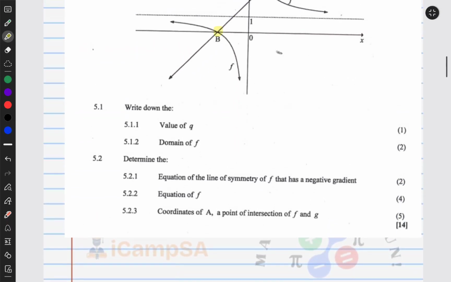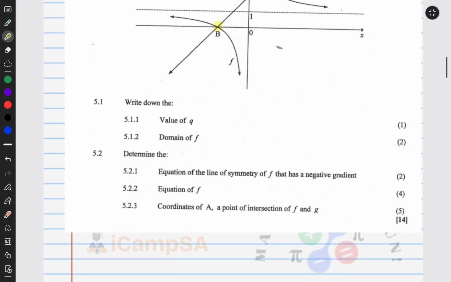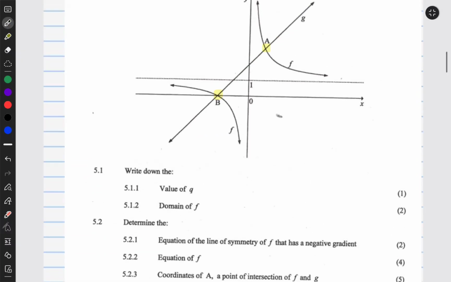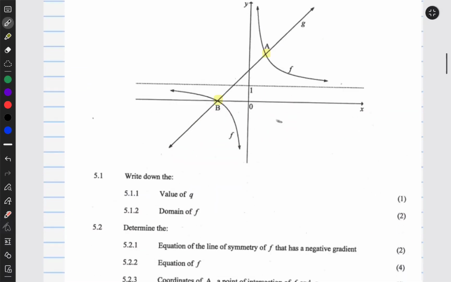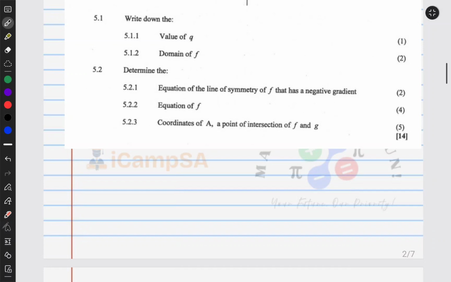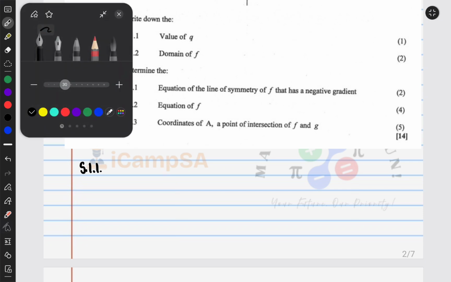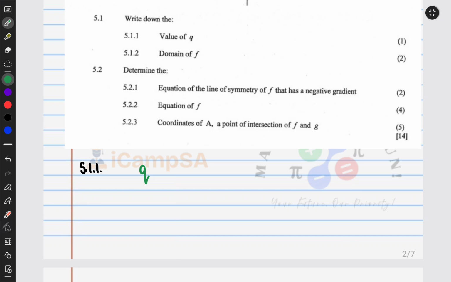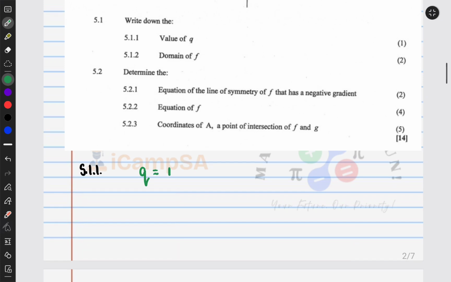Okay, so for 5.1.1, we are asked to write down the value of q. What is q? q is the asymptote of the hyperbola, or the hyperbolic function. So this is our 5.1.1. We are asked to write down the value of q. So q = 1, and the reason is that it's the horizontal asymptote.